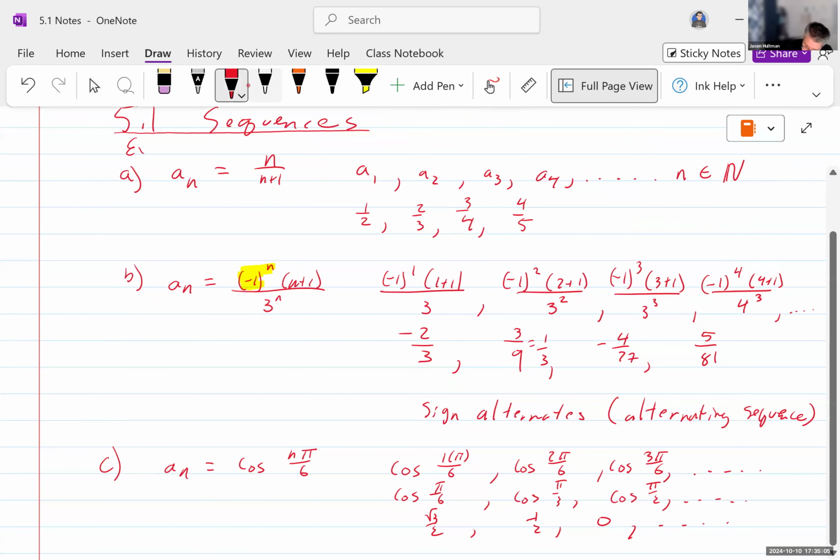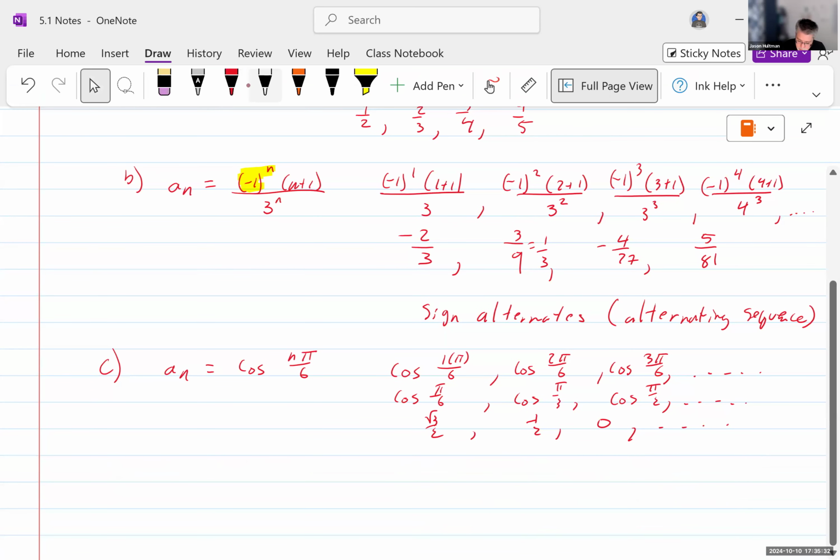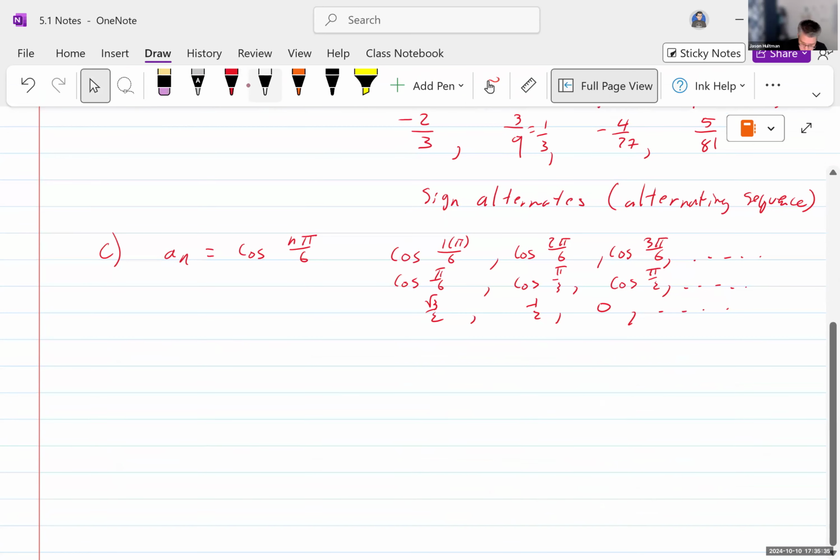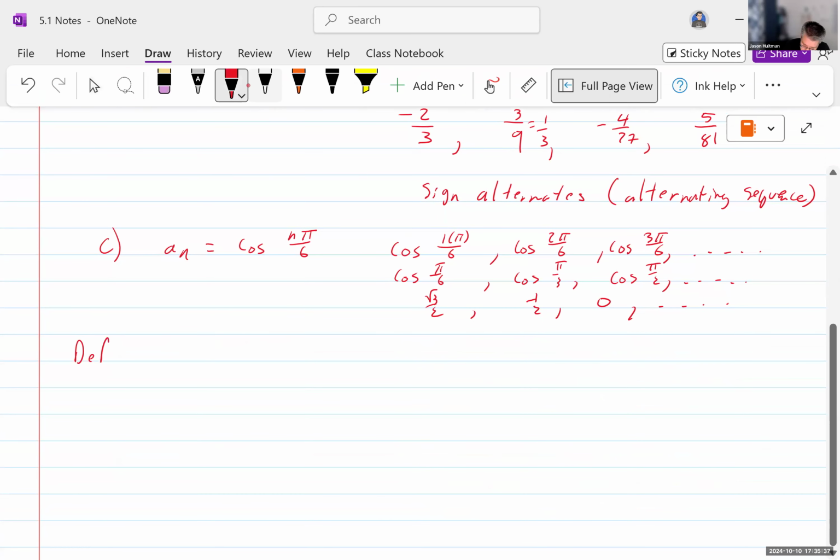Okay, put that up here. Examples of sequences. Okay, and so a sequence is just a predictable pattern of values based on this formula, this equation, a sub n is equal to something. Okay, so definition.